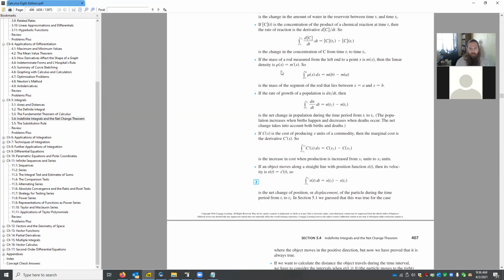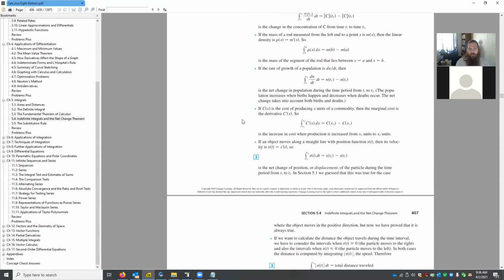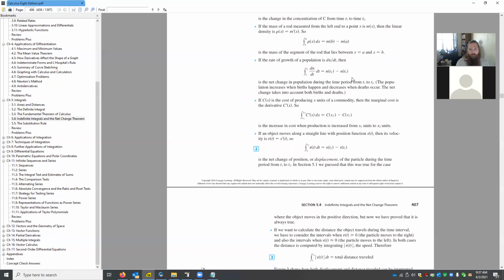You can play these games with other things too. Like if you have density, you integrate density, you get net change in density, which is mass. If you're talking about population growth, you get the net change in population. So if I know that 10,000 people are moving to town every year or whatever, I've got some function that tells me the rate of change for population. I can integrate that to get the net change in population.